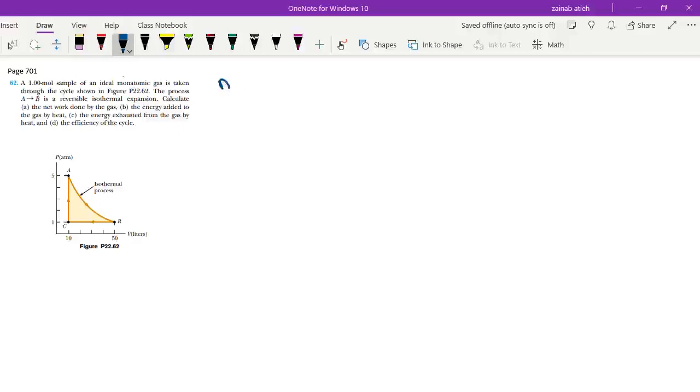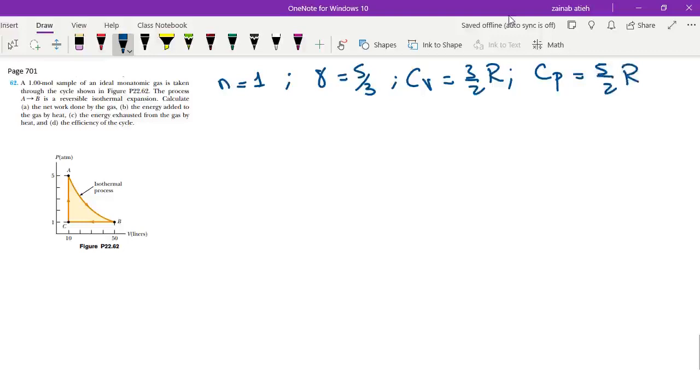First, let me write the given. We have n equals 1. We have a monoatomic ideal gas. Then gamma for sure is 5 over 3, which will give me Cv equals 3 over 2 R. And Cp, if I need it, is 5 over 2 R. I have already written them in the previous problem. Okay, so we have to find the work for this cycle. We can calculate its area for sure, because it has a curved line.